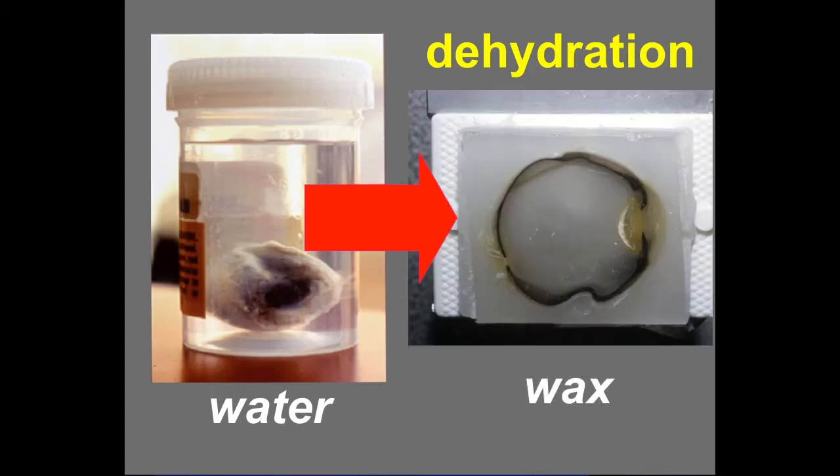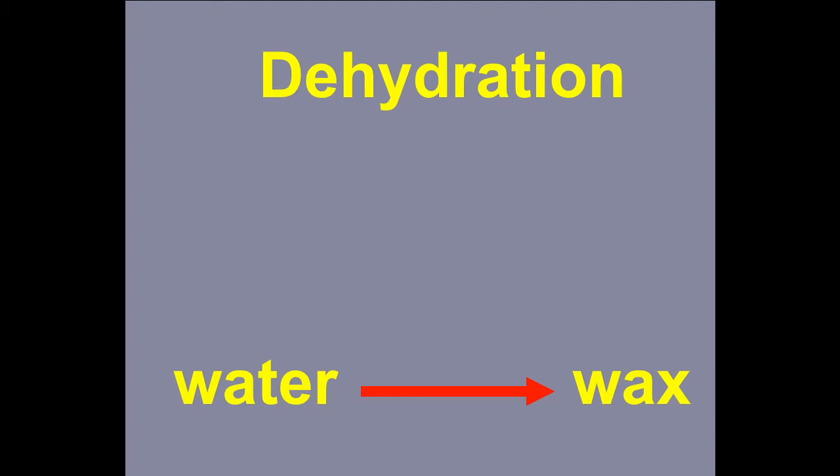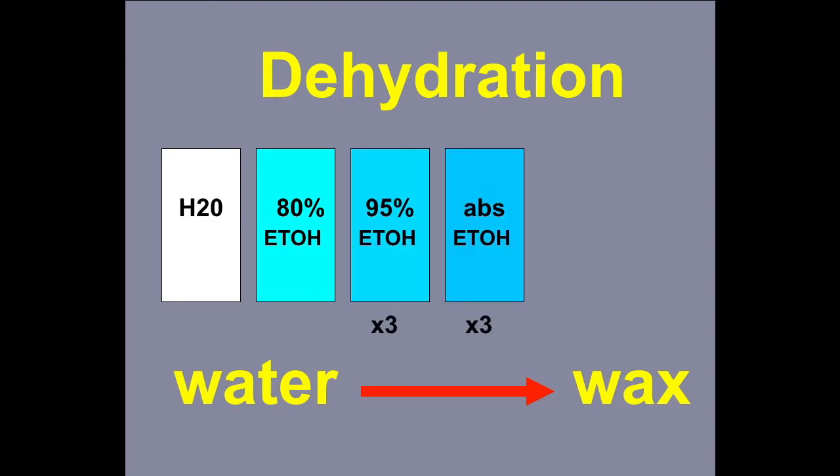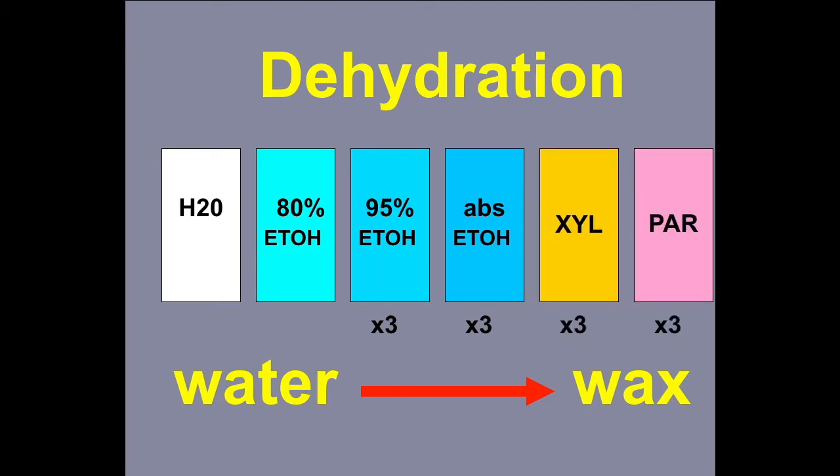Tissue contains a lot of water, and we have to get it into a block of wax. Water and wax are not miscible, so we have to get rid of the water and dehydrate the specimen. We dehydrate the specimen by passing it through increasing concentrations of ethanol into absolute ethanol, which is miscible with xylene, which is miscible with paraffin wax.